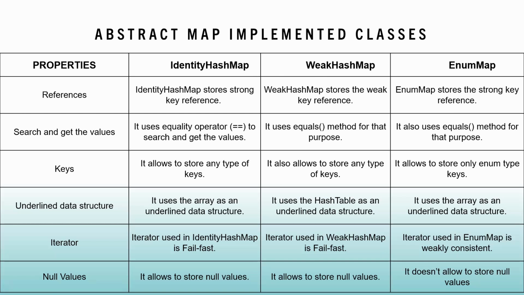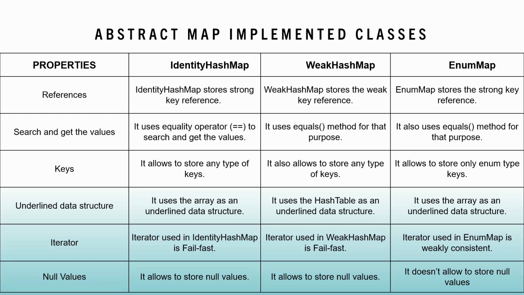Then the iterator used in IdentityHashMap is fail-fast, because it's not synchronized and it is not fail-safe. Fail-fast means if you try to modify the existing map while iterating, it will fail. If you want to modify the existing map, try using fail-safe maps, which are ConcurrentHashMap and synchronized HashMap. So if you iterate over this HashMap and try to modify it, it will fail fast. WeakHashMap will also be fail-fast.